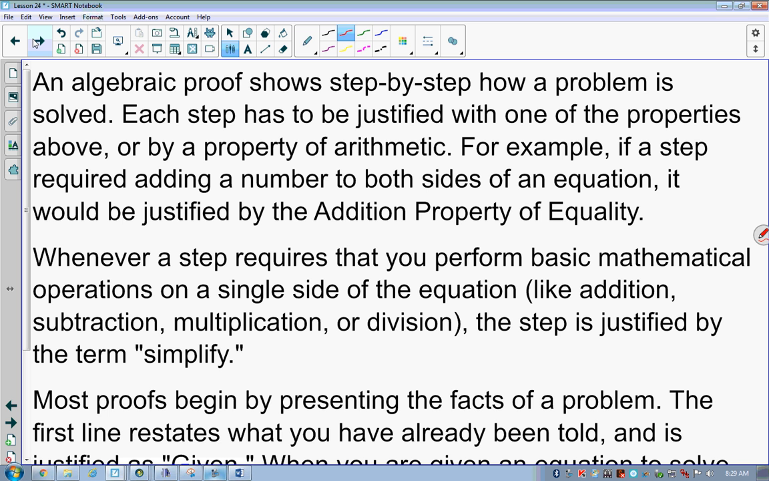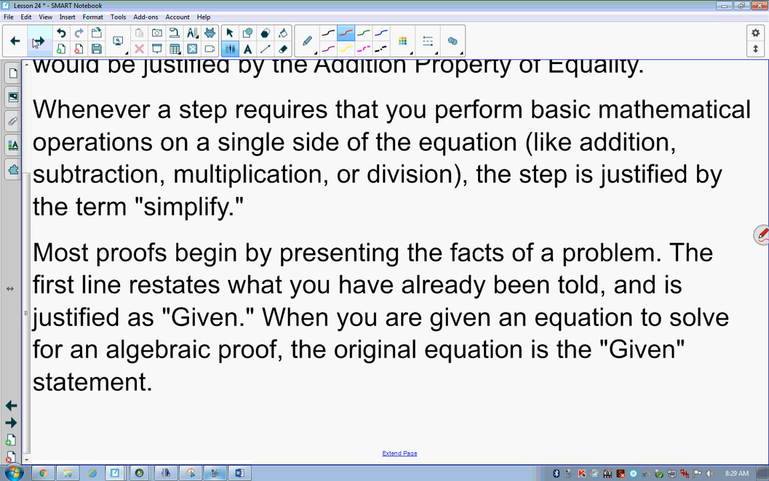Most proofs begin by presenting the facts of a problem. The first line restates what you've already been told, okay? And that reason is given, okay? Because it was given to me, I don't have to give a property for it. I know it because I was told that, okay? Those are the facts of the case as they stand right now, okay? All right.